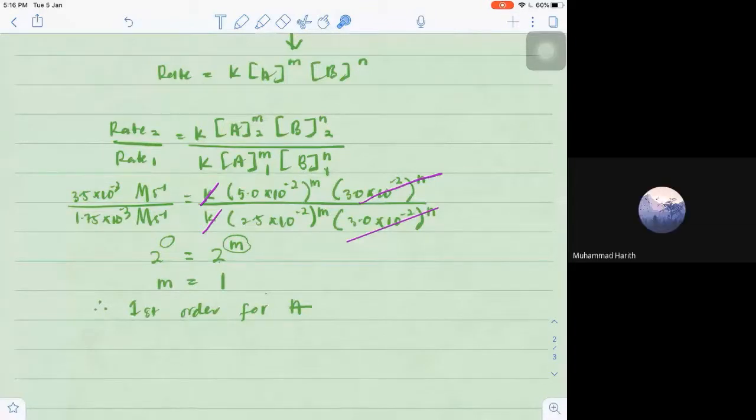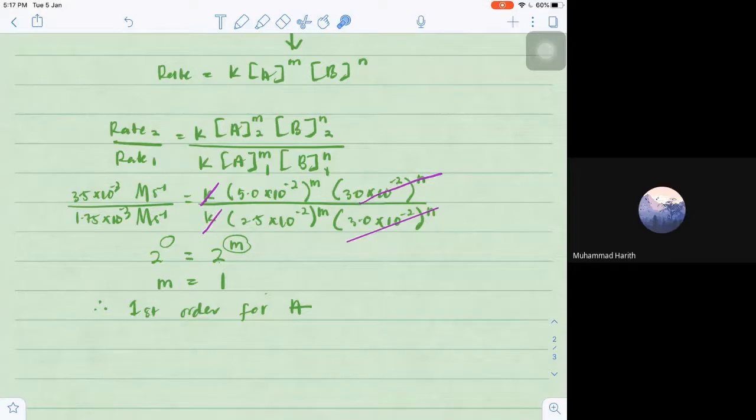Yes, madam. Which 2 experiments have the same concentration of A? Experiment 1 and 3, or 2 and 4, right? 3 and 5. Oh, ada eksperimen sampai 5 ke? Saya ada sampai 4 je.